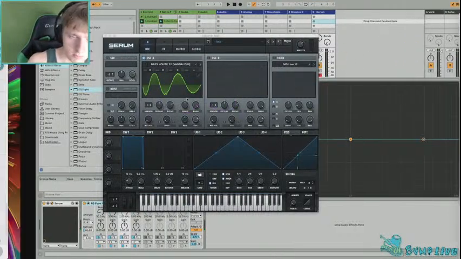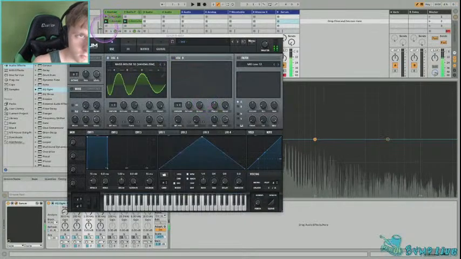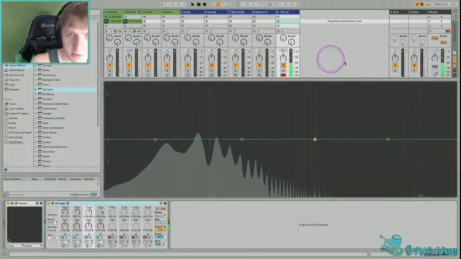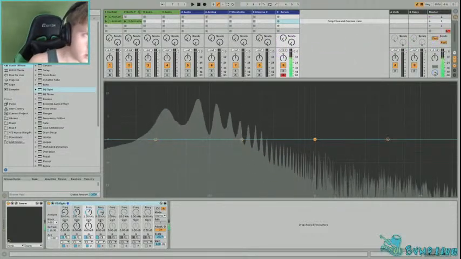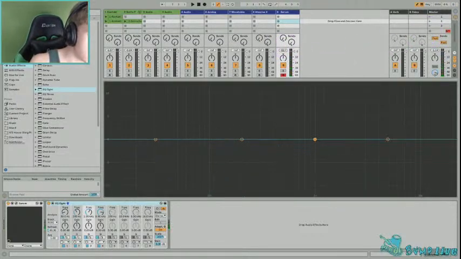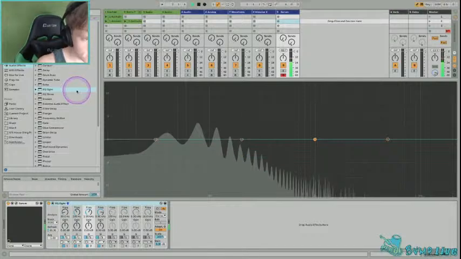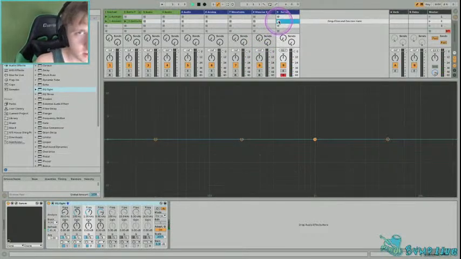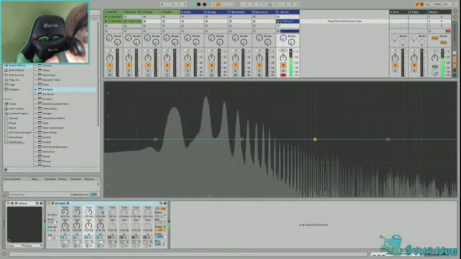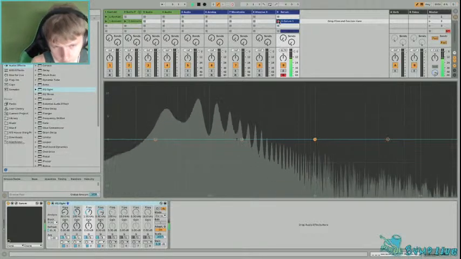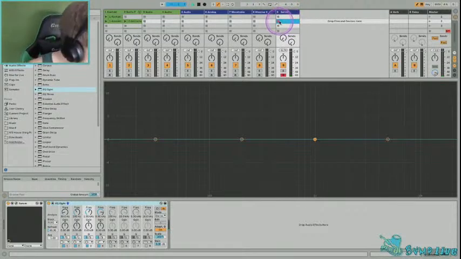Whoops. Let's mute this other stuff. This is something I had going yesterday. I want to go down to 125. Let's record something in so I don't have to constantly play the keys. Here, let me try this again. 2, 3, 4.